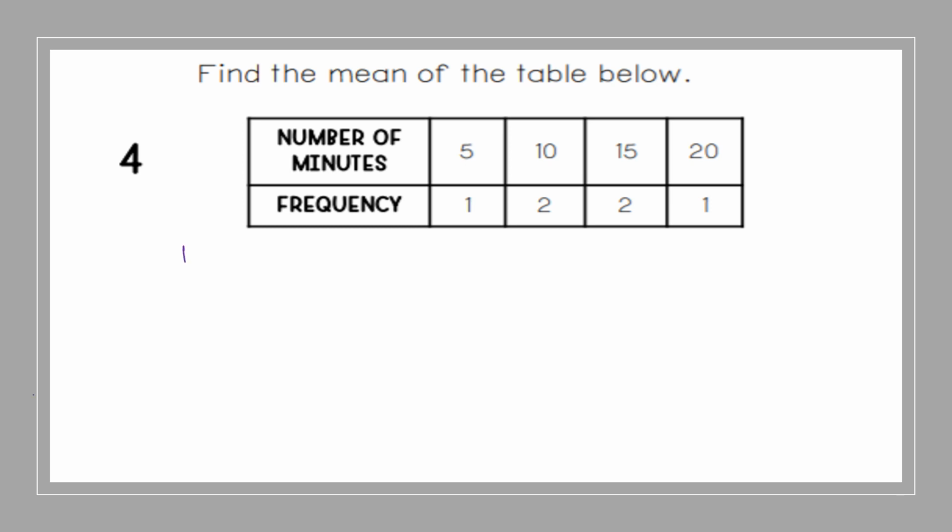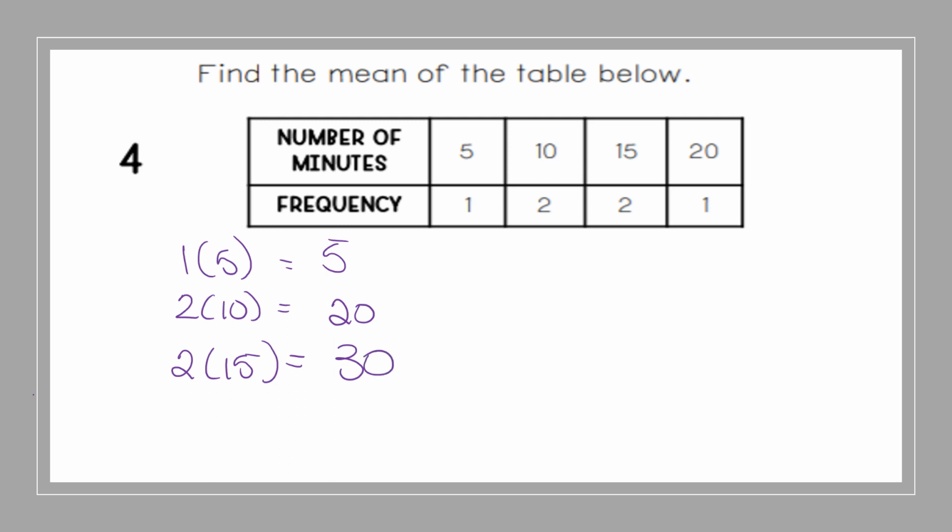repeated 1 time, so that'd be 1 times 5, which is 5. The number of minutes of 10, it occurred twice. So 2 times 10, so that's going to give me 20. 15 occurred 2 times, so 2 times 15 there, which is going to give me 30. And then the number 20 occurred 1 time, so 1 times 20 is 20. We're going to add all of our values together, and that gives me 75.